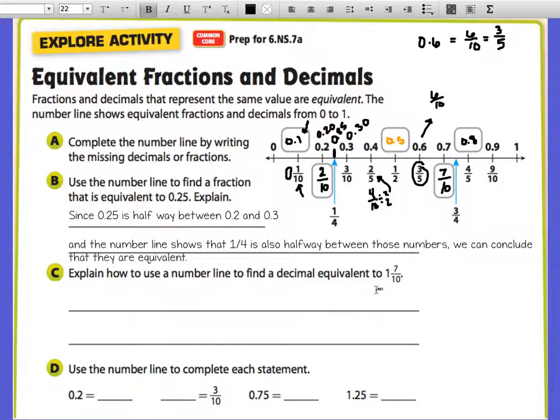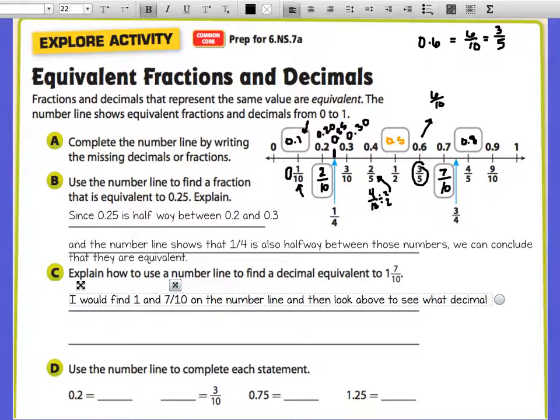Explain how to use the number line to find a decimal equivalent to 1 and 7 tenths. I would find 1 and 7 tenths on the number line and then look above to see what decimal it is equivalent to, or what decimals it falls between to determine what it is equivalent to.